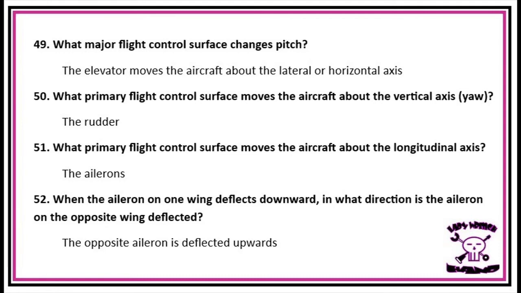49. What major flight control surface changes pitch? The elevator moves the aircraft about the lateral or horizontal axis. 50. What primary flight control surface moves the aircraft about the vertical axis, or yaw? The rudder.